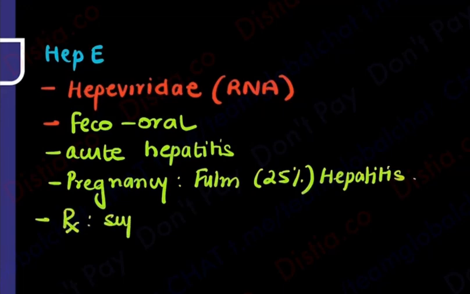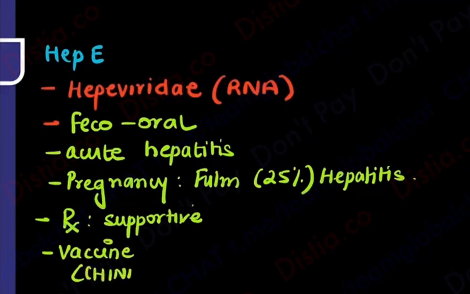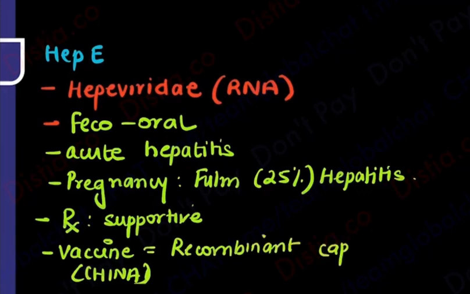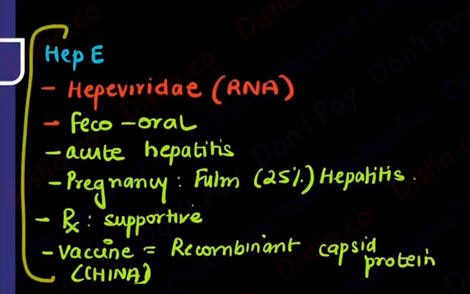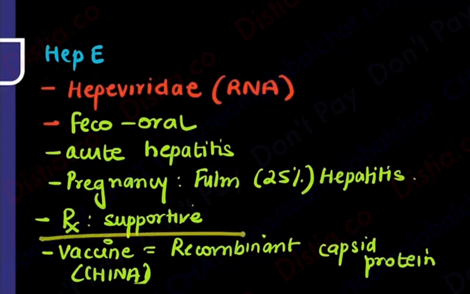Okay, what is the treatment? Like I told you, supportive treatment hoga. However, is there a vaccine available? Again, there is a vaccine available, but that vaccine is available in China, and that is a recombinant capsid vaccine. Capsid protein ka vaccine hota hai, that is available. Just some points about hepatitis E. I don't think anything new I told you. Everything I had already told you in that table. So table ko agar short note banao, to it is ready. The only thing I can tell you extra is there is a vaccine in China which is available.